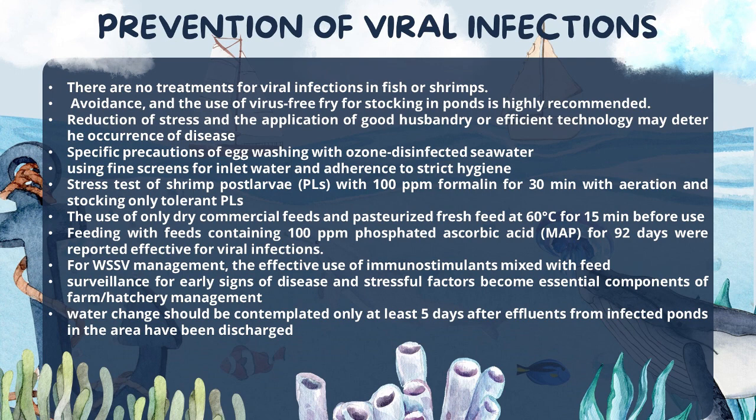It is also important that surveillance of early signs of disease and stressful factors become essential components of farm or hatchery management in order to monitor the health status of fish stocks, to assess adequacy of rearing procedures, and to prevent introduction of pathogens. Early detection of a disease outbreak will reduce mortalities and prevent catastrophic spread of the virus. Lastly, since virus can remain viable outside the living host for at least 72 hours, water change should be contemplated only at least 5 days after effluents from infected ponds in the area have been discharged.